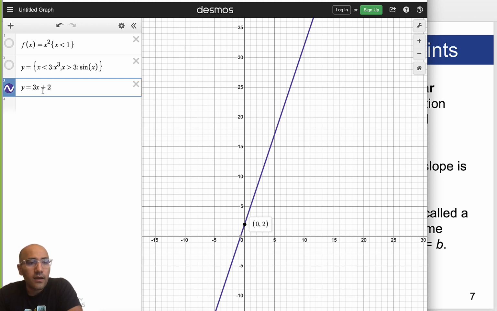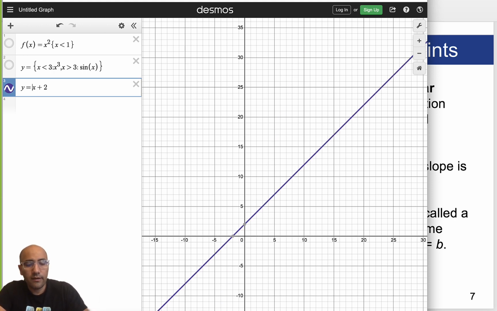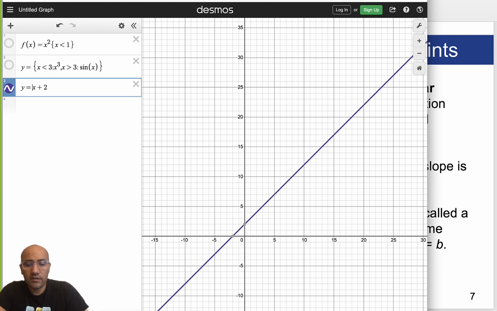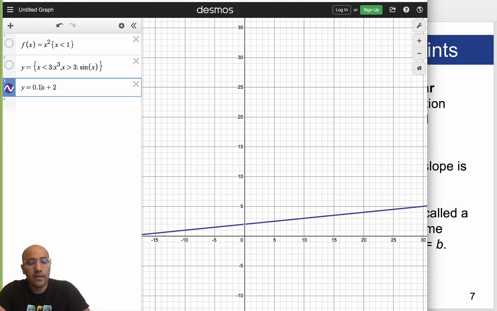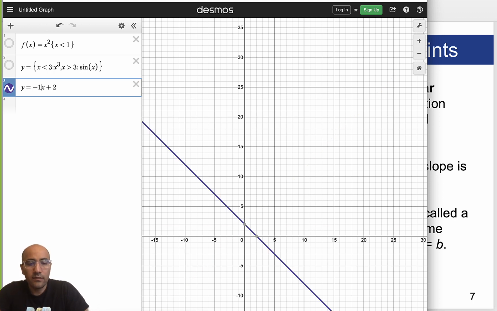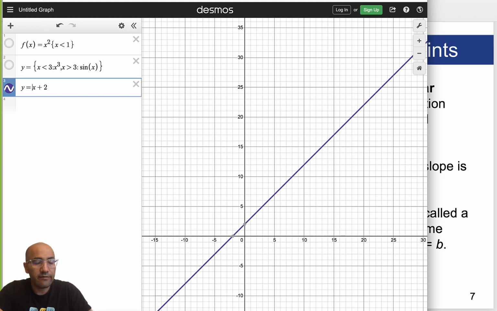and (0, 2) is the y-intercept here. And as we change the slope, so that the slope changes from 3 to 8, it gets steeper. If the slope changes to something like a really small decimal, like 0.01, then it gets less steep. At 0, it becomes a horizontal line. And then if we have a negative value, like -1, then the angle goes down this way. Remember, think of it as like a little stick person walking from left to right, going downhill, therefore the slope is negative.